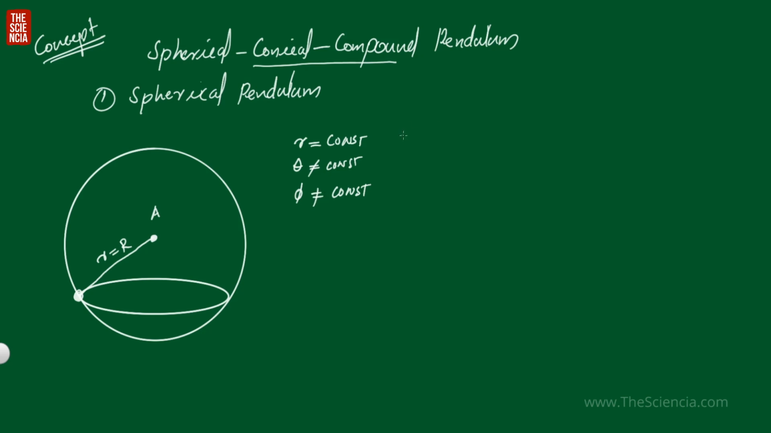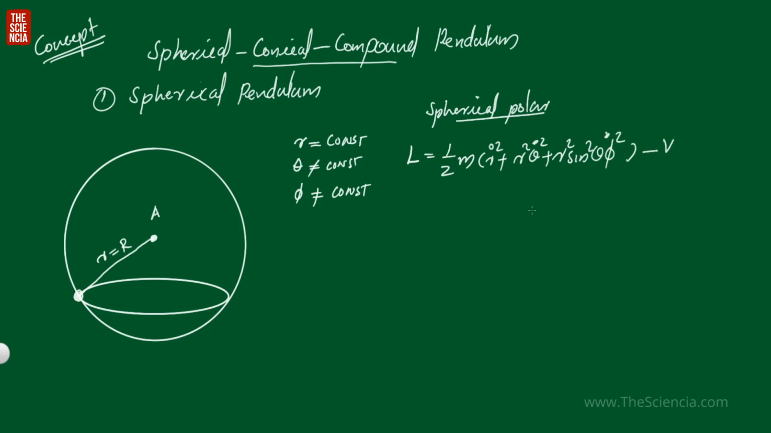And we know for a spherical polar coordinate system, the general expression for Lagrangian is half m r dot square plus r square theta dot square plus r square sine square theta phi dot square minus v. Here you see r dot. Here we know r is a constant value, so r dot will be equal to 0. So for a spherical pendulum, in the Lagrangian of a spherical pendulum, r dot term will not be there. So what is the Lagrangian for a spherical pendulum?